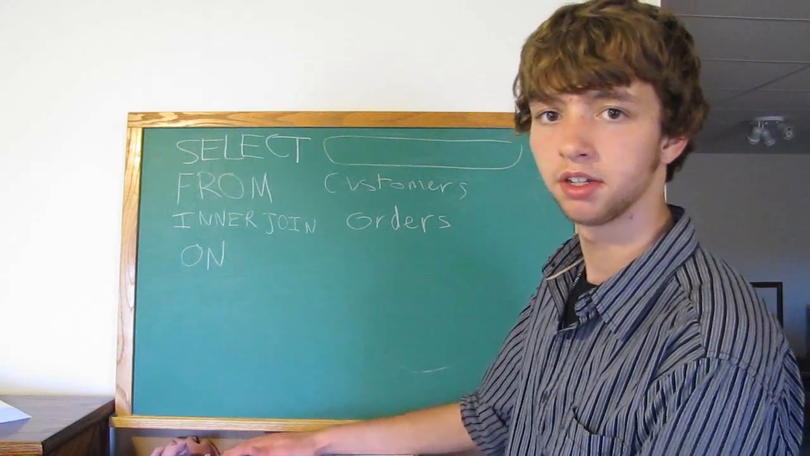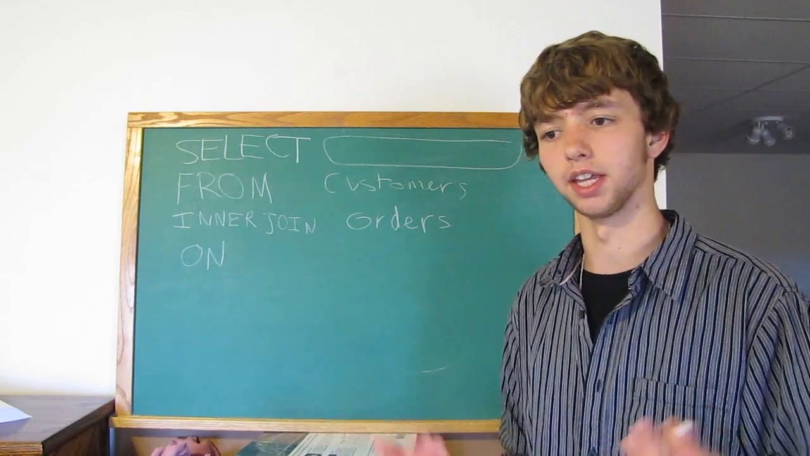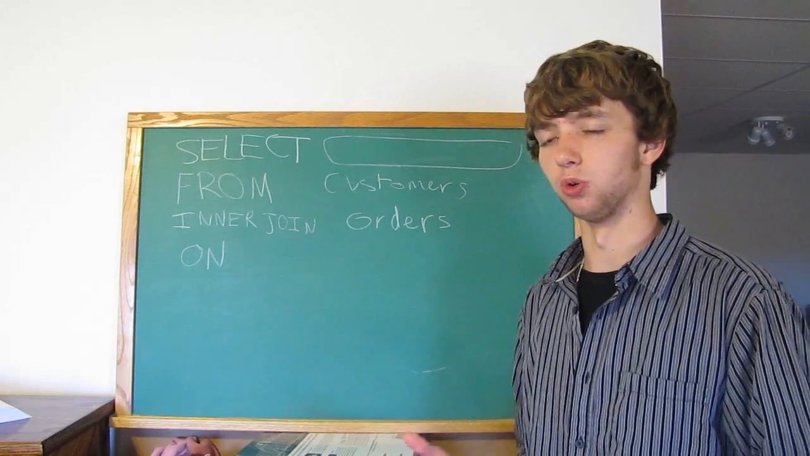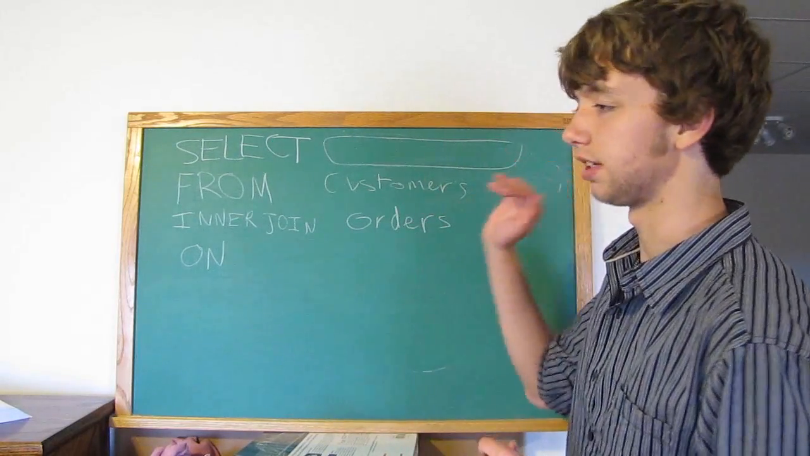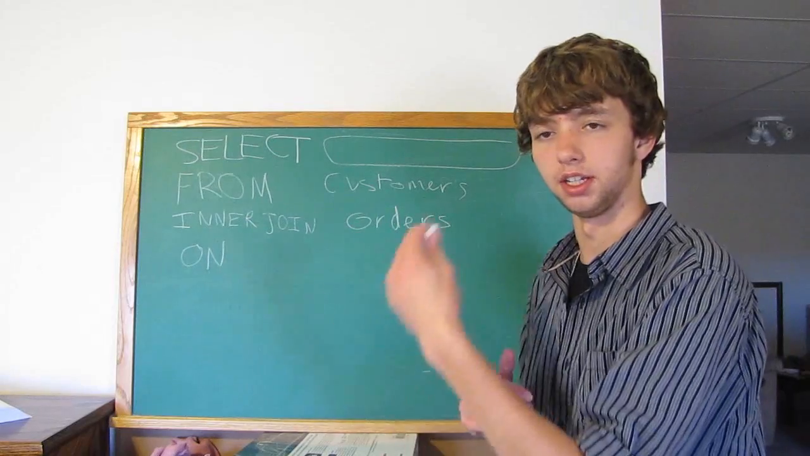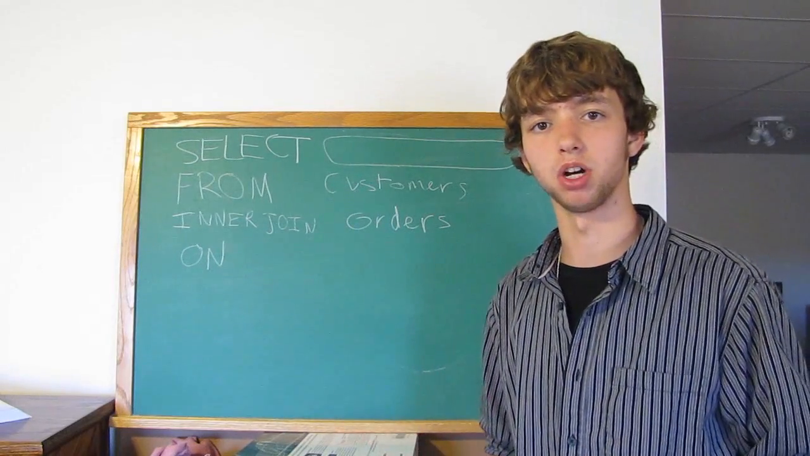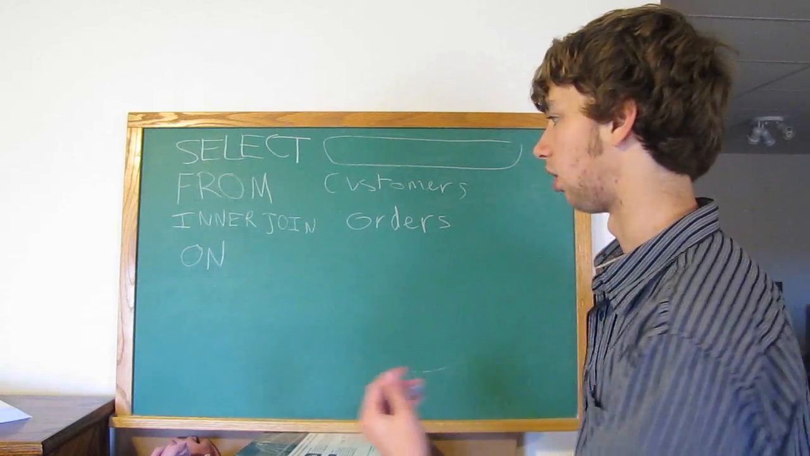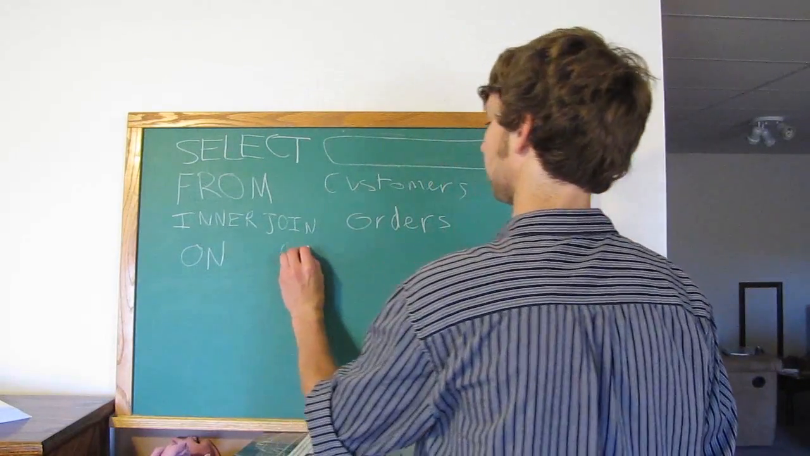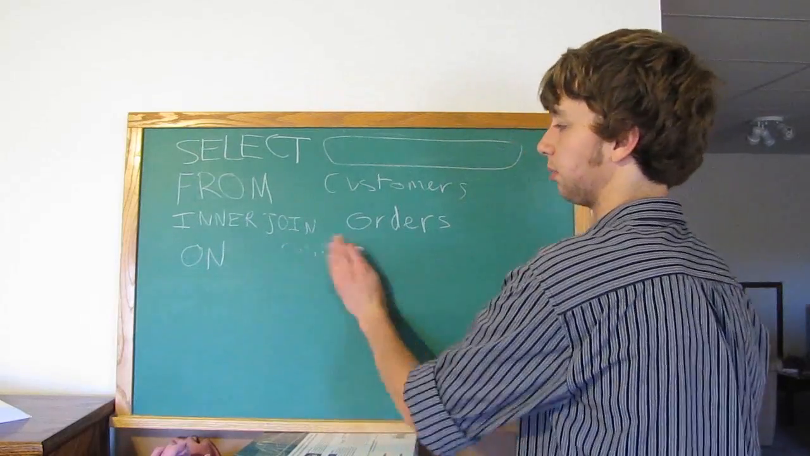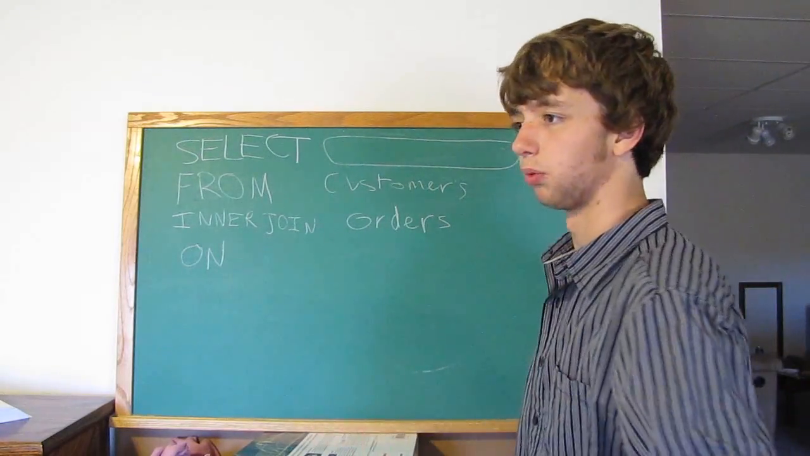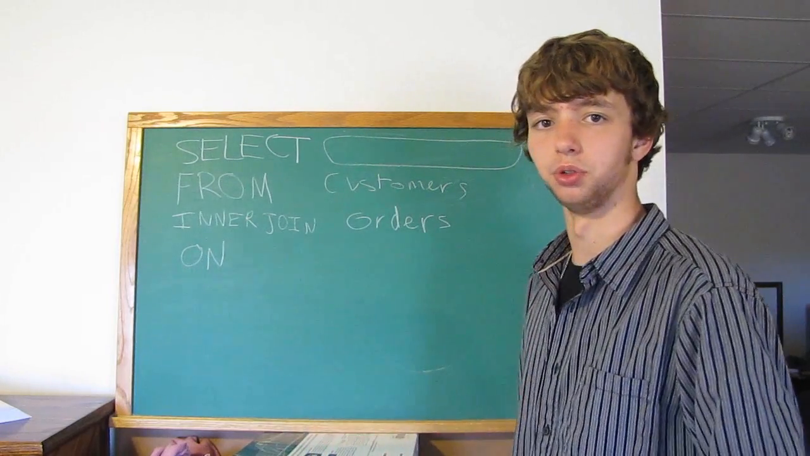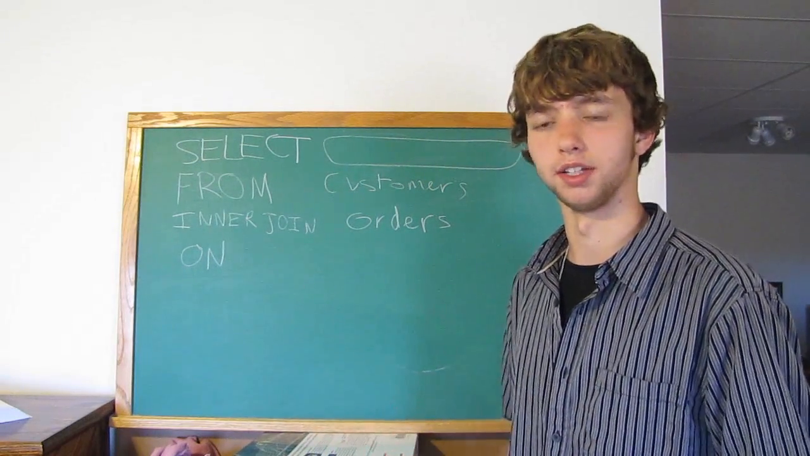Now what does on mean? This is where there is something related between them, like a foreign key. So where customer ID in one table is equal to the customer ID in another table. This is how MySQL will know it's the same person or same object, by using on. So you would just say where customers.customer ID is equal to orders.customer ID.